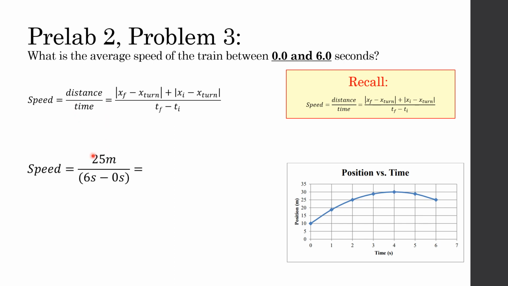Okay, so the distance, as we found in problem number 1, was 25 meters, and the time interval is 0 to 6 seconds, so t final, 6, minus 0, that's t initial. That simplifies to just 25 meters over 6 seconds, which simplifies to 4.17 meters per second, and that is the final answer.